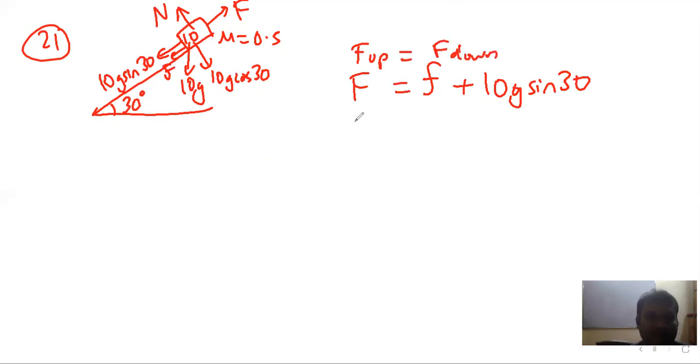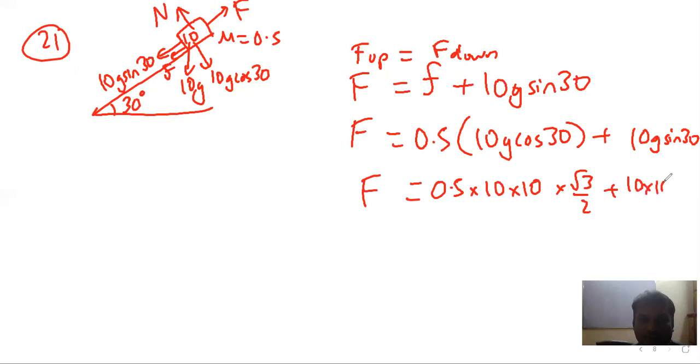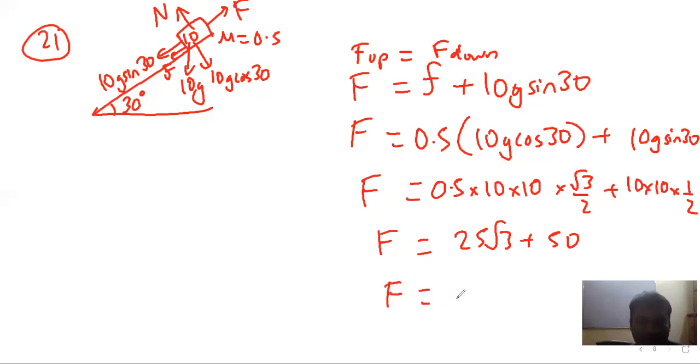Now, let us substitute the value of friction force as mu N. So mu is 0.5 into N, which is 10g cos 30, plus 10g sin 30 as it is. So the value of applied force will be 0.5 into 10 into g, which is 10, cos 30 is root 3 by 2, plus 10 into 10 into half. So from this, we have 25 root 3 plus 50. This is the value of applied force. So on calculation, we'll get 25 into 1.73 plus 50.